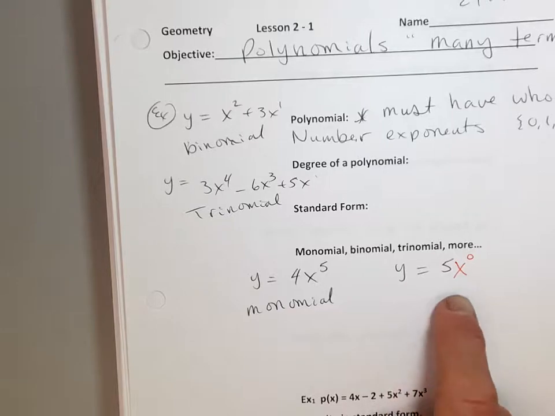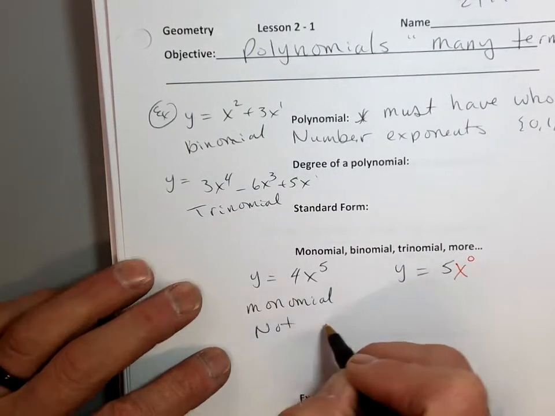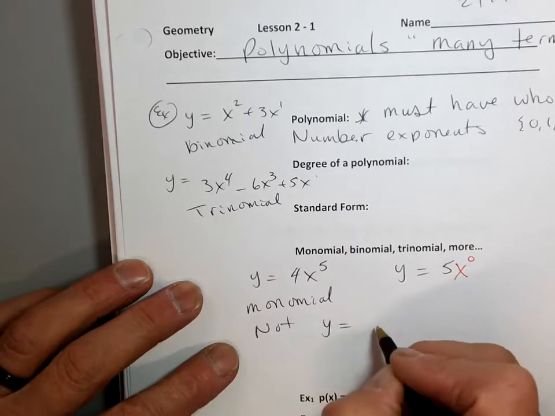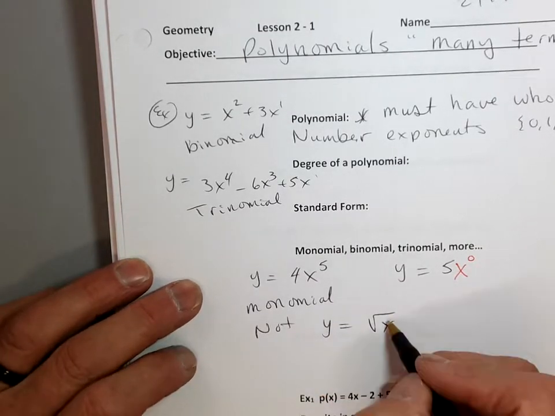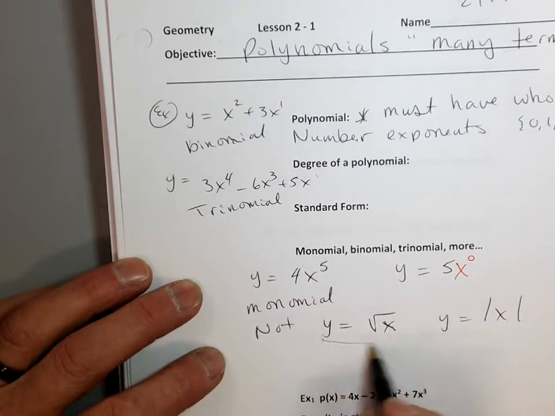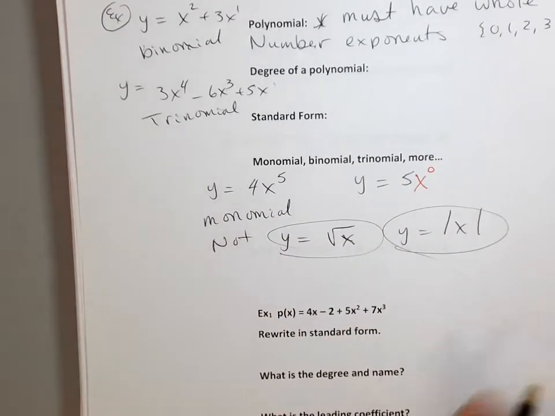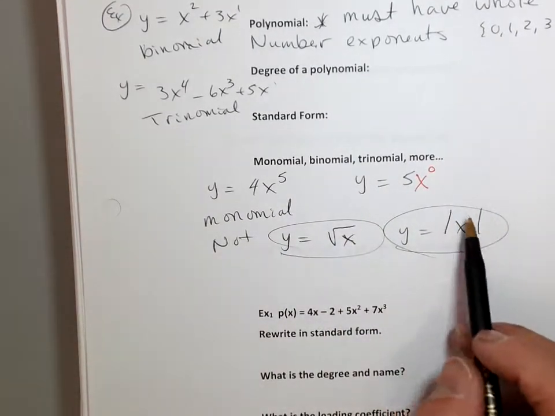We're going to get into it more. Something that would not be a polynomial is something like y equals the square root of x, or y equals the absolute value of x. Those are not polynomials. Their exponents are different. You might say there's a 1 next to the x, but because of the absolute value, it's not.